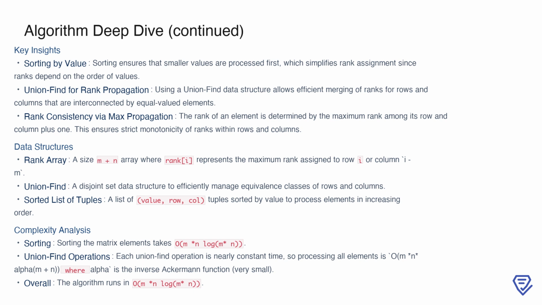In terms of complexity, the sorting step dominates with a time complexity of O(m*n log m*n), while the union-find operations are nearly constant time, making the overall algorithm efficient and scalable for large matrices.